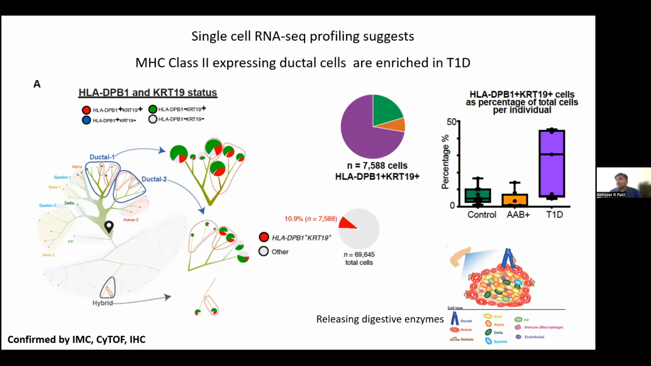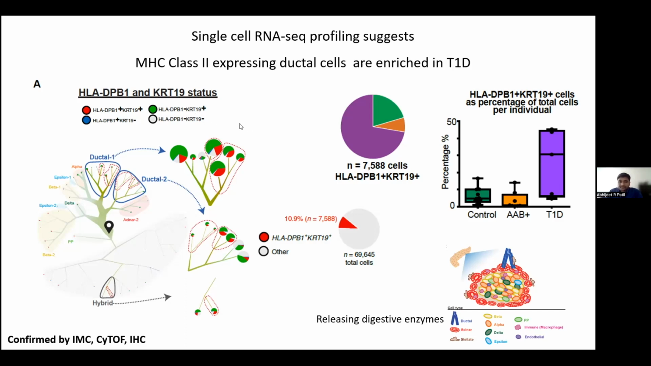This has been known from previous literature, experiments done through microarray and bulk RNA-seq. So we therefore sought to determine which cell types or donor state disproportionately express genes in this pathway. So here we evaluated the expression of HLA-DPB1, an MHC class 2 gene known to be associated with type 1 diabetes risk. And keratin 19 is a ductal cell marker, which defines the ductal cells.